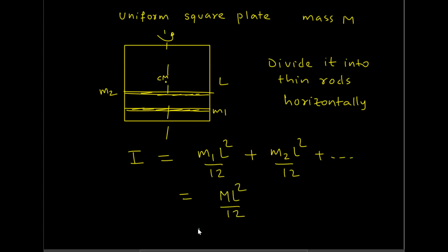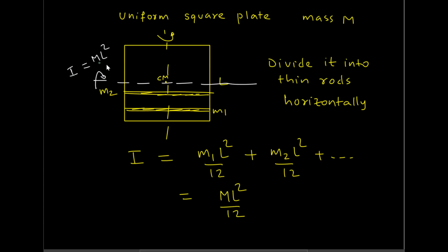Now, what if I take the axis the other way around? Suppose I take an axis horizontally, and this axis is still passing through the center of mass. What will be the moment of inertia about this axis? It will be the same. Very good.